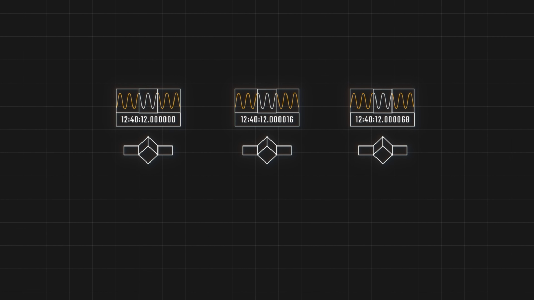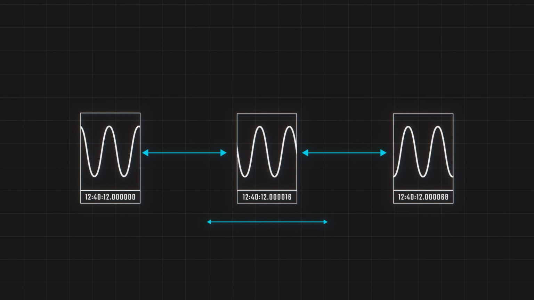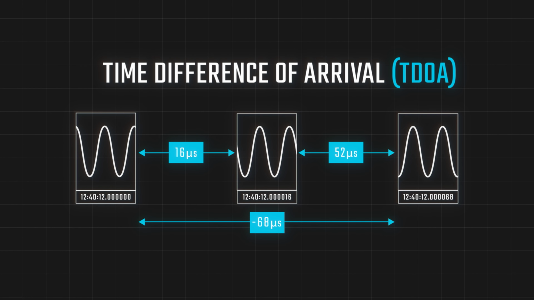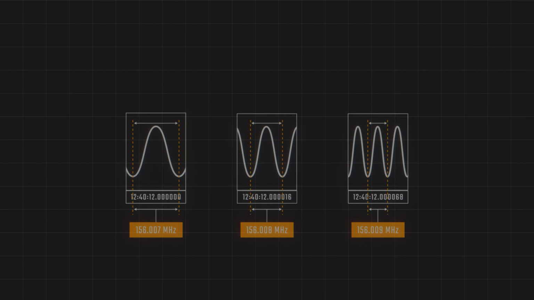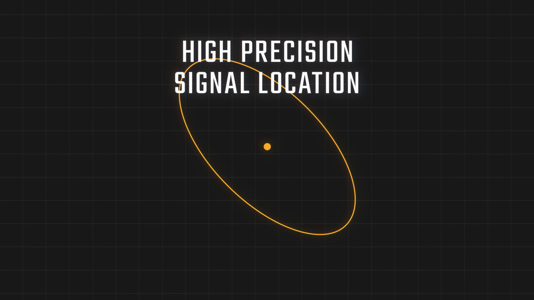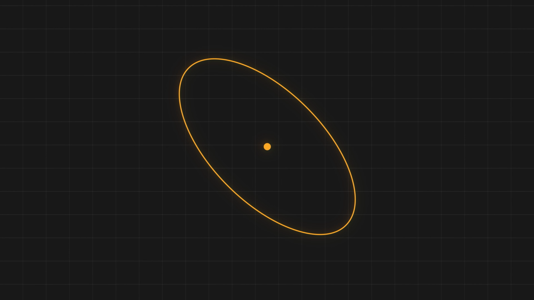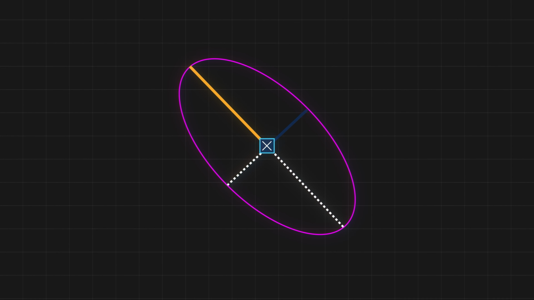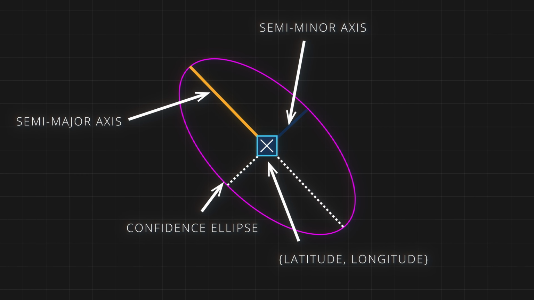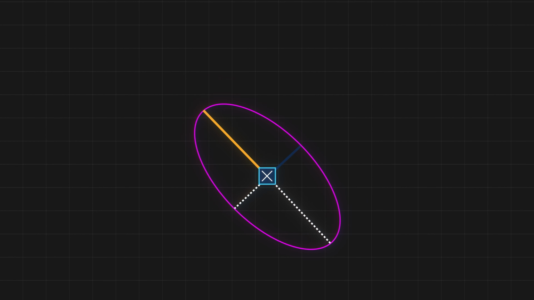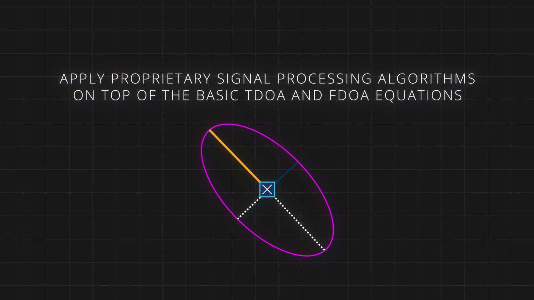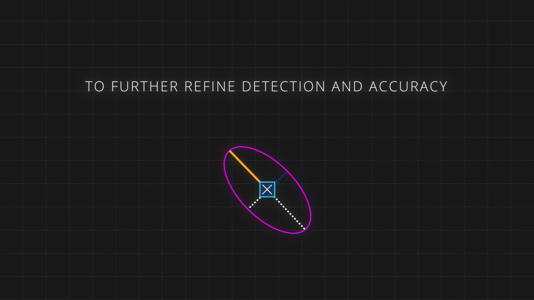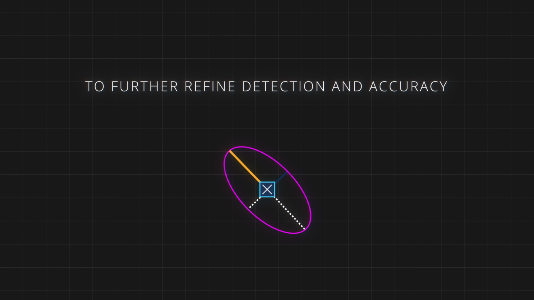We compare these tiny differences between all three satellites using equations that calculate the time difference of arrival, or TDOA, and frequency difference of arrival, or FDOA. This allows us to pinpoint signal locations with high precision, as close as a few hundred meters. Our choice to fly clusters in formation creates optimal geometry for accurate geolocation. We also apply proprietary signal processing algorithms on top of the basic TDOA and FDOA equations to further refine detection and accuracy. Today, our satellites can detect a growing library of signals of interest.